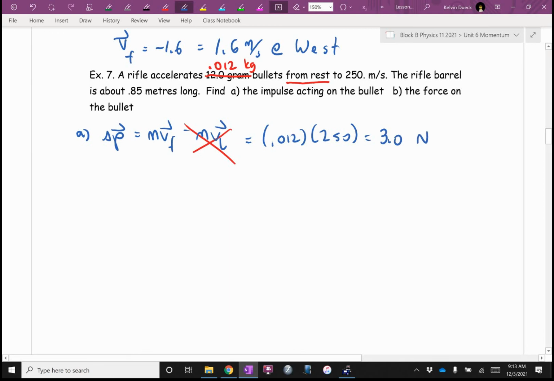Oh, not newtons. What did we just find? So I can write that as Newton seconds, although since I went mass times velocity, I would probably write it as kilogram meters per second.